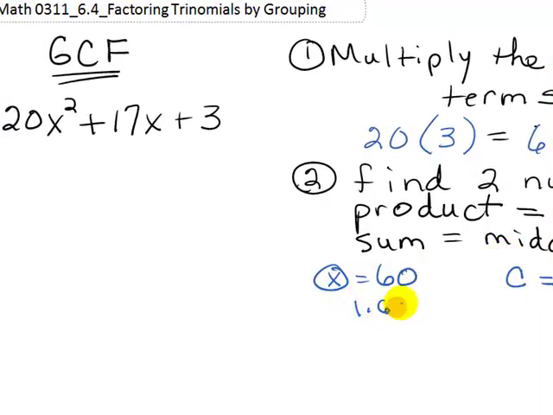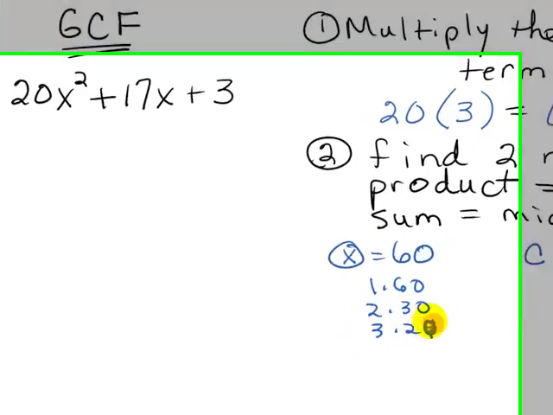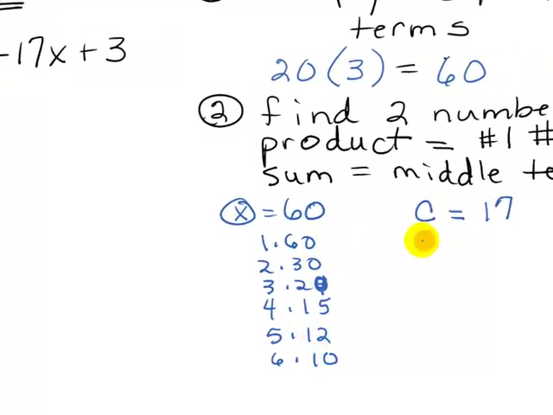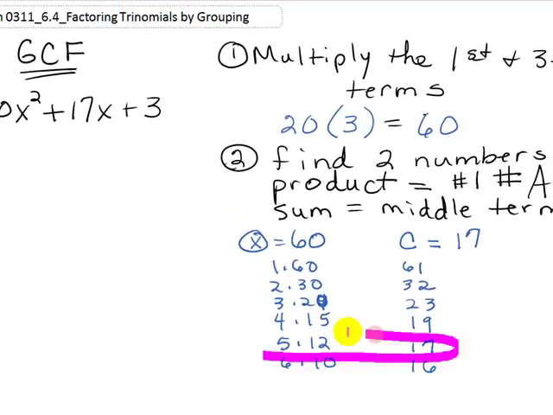So we've got 1 times 60, 2 times 30, 3 times 20, 4 times 15, 5 times 12, 6 times 10, and then we want to combine them. 61, 32, 23, 19, 17, 16, and looky there. We have a winner. So that is step 2.